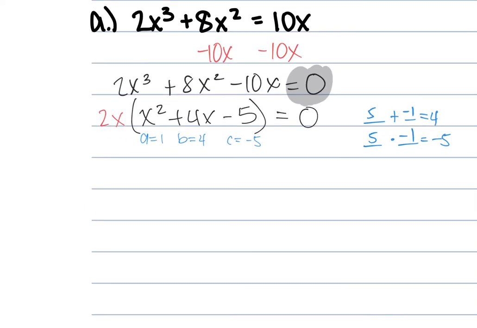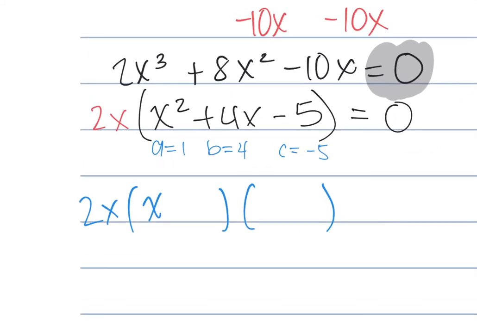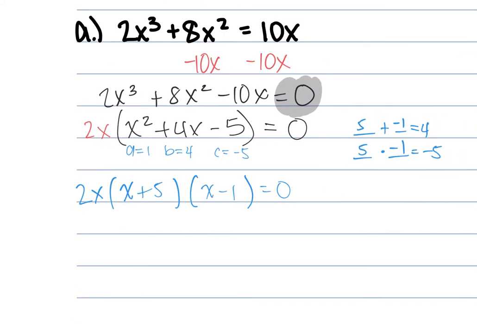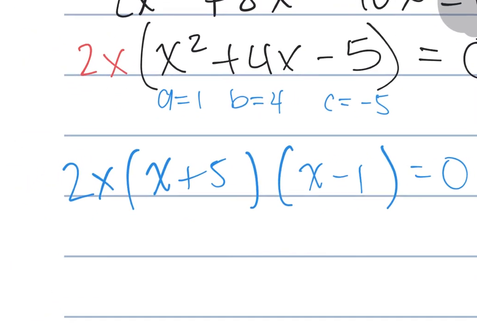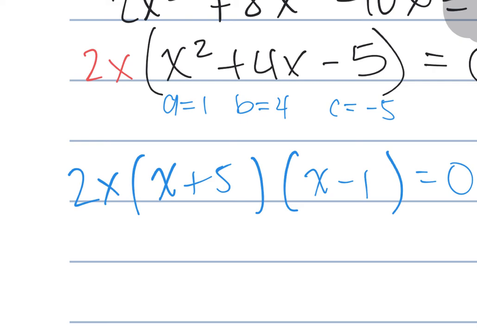So this is going to factor. It'll be 2x. What are my two factors now, from the original parentheses? Adam, what'd you get? Good. x plus 5 and x minus 1. Is there anything else we can do to factor this? Yeah? What else? We're going to leave the 2x for now because we factored that out in the beginning.